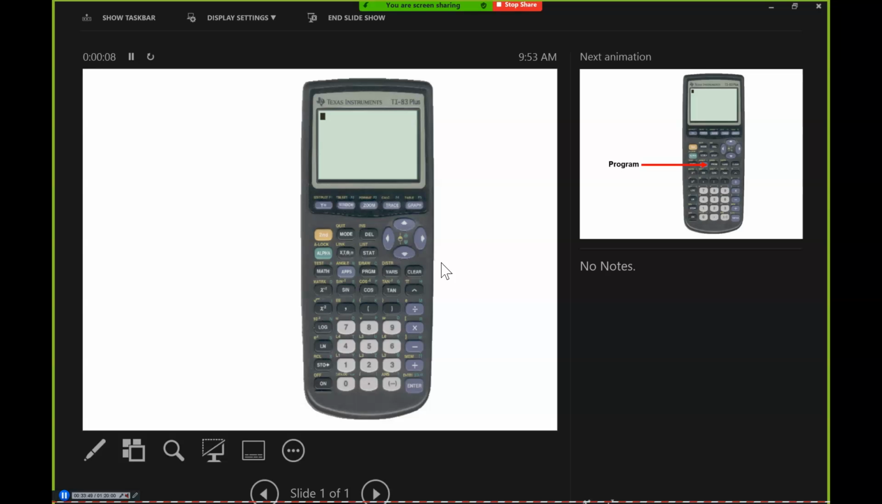All right, so go ahead and turn your graphing calculator on if you haven't done so already. And we're going to begin by pressing the Program button, which is located right there on your graphing calculator. When you do that, your screen should look like this.